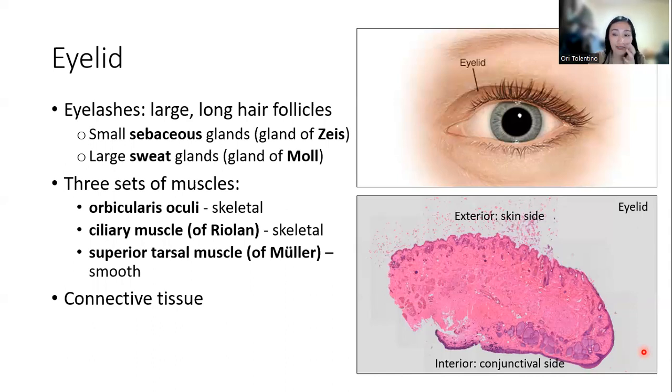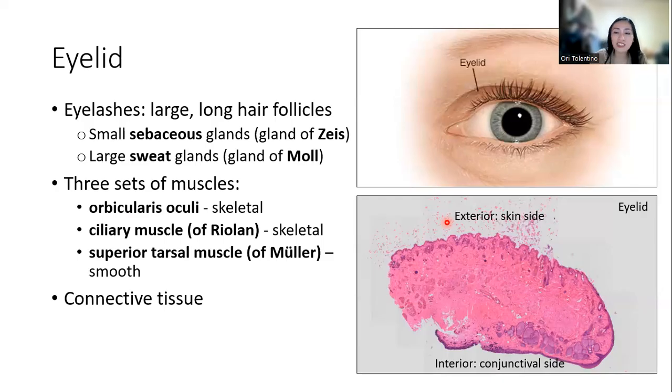We also have three sets of muscle in the eyelid. The big orbicularis oculi, which is a skeletal muscle. A small ciliary muscle of Riolan, which is a skeletal muscle also found near the eyelashes. And the superior tarsal muscle of Müller, which is a smooth muscle.